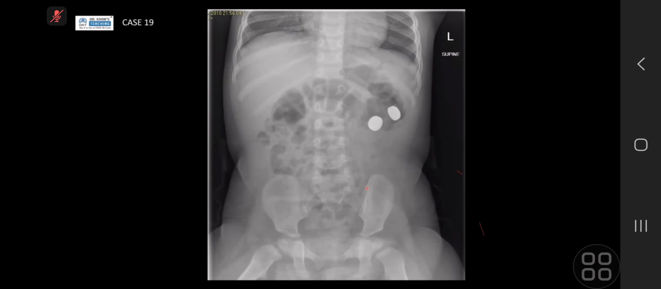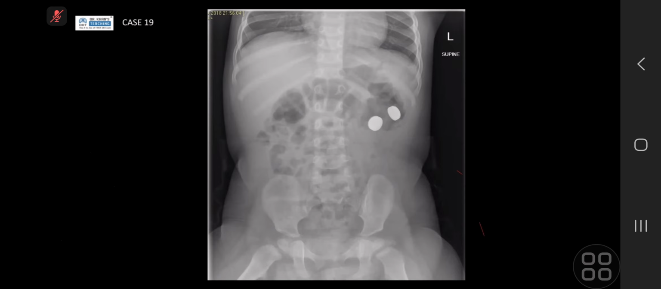Sure. So this is a frontal radiograph, an abdominal X-ray, of a pediatric patient. I can see two oval-shaped, rounded metallic densities, I think in the stomach. They are not stuck to each other, and the shape. There's no sign of pneumoperitoneum.